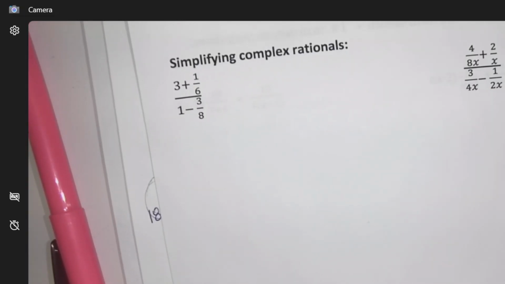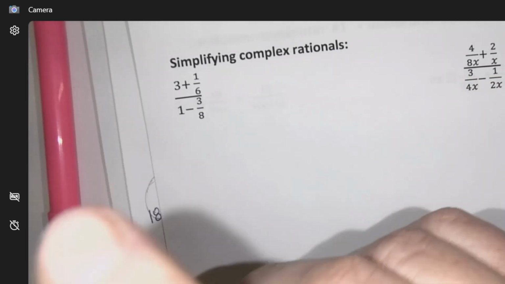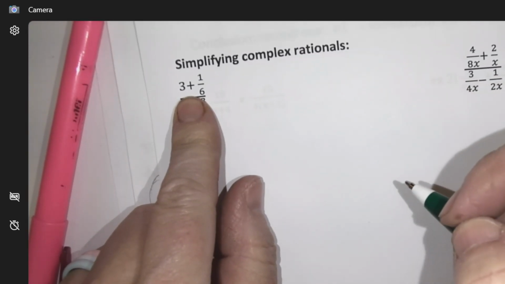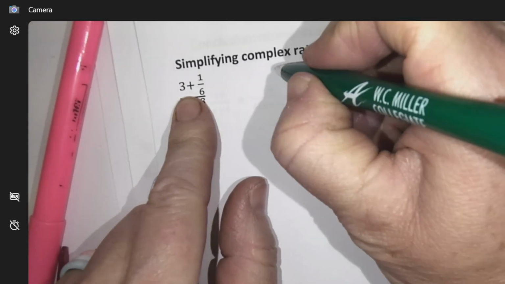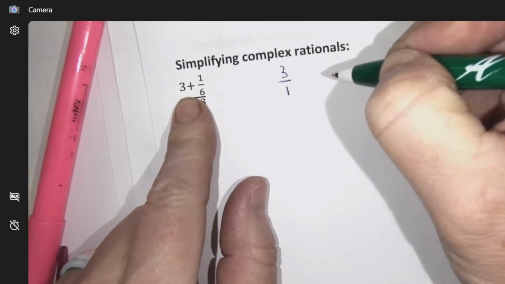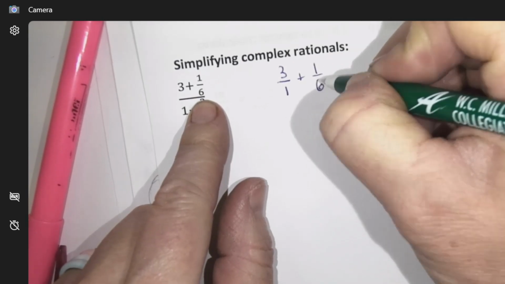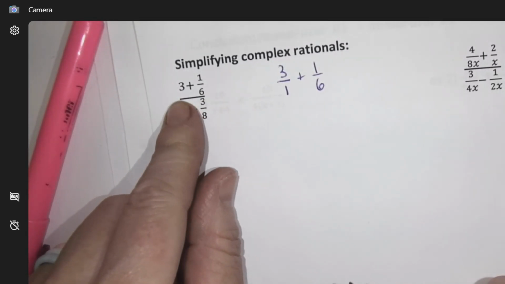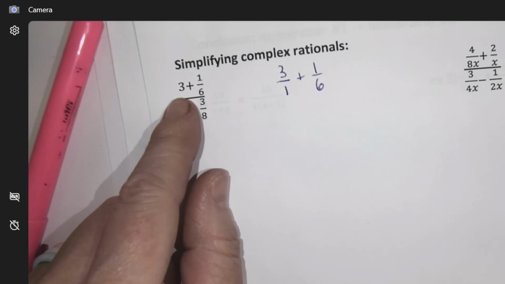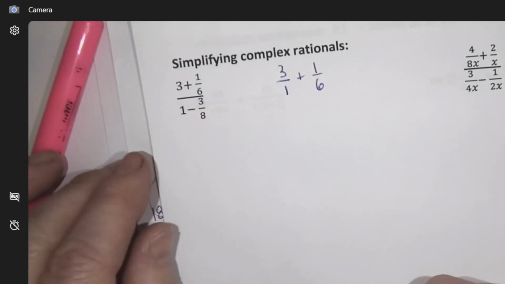Okay, so we know our big ideas. Adding, you need a common denominator. Okay, so let's start here. I'm going to rewrite this as a 3 over 1. Does that make sense? Anything that's just a whole number you can write over 1.